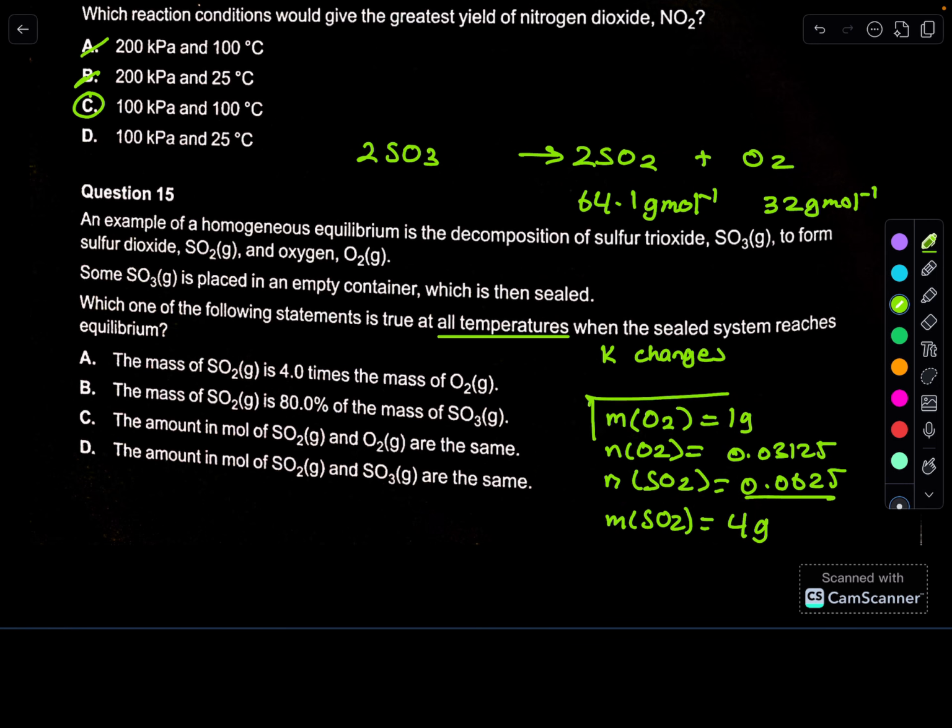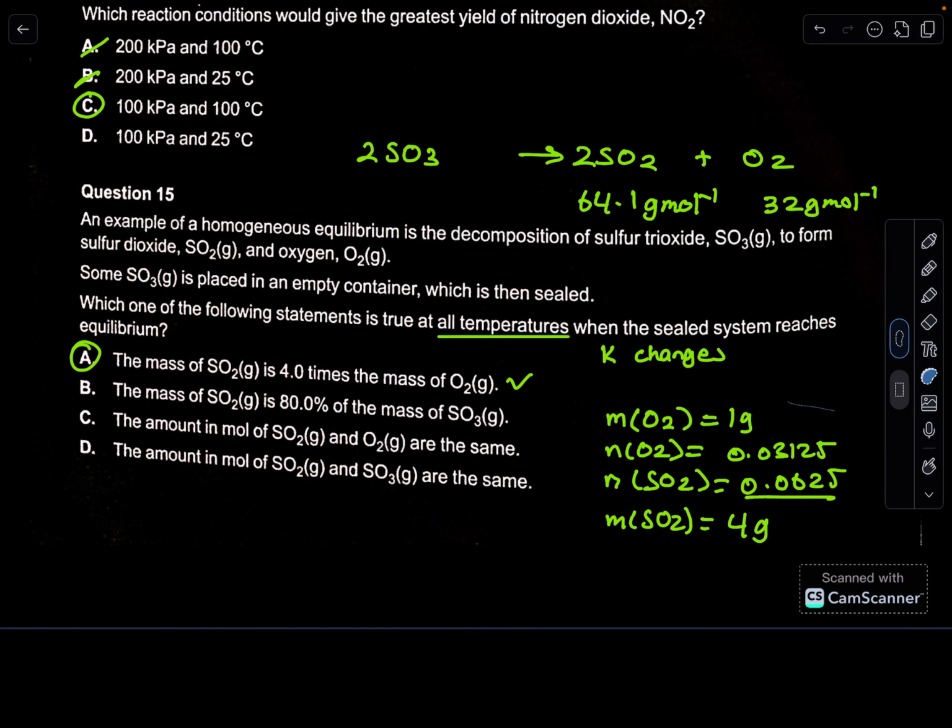Think about it. For using 1 gram of oxygen, we formed 4 grams of SO2, which is true. This statement holds to be true, and you can use it for any example. You can put 2 grams and it still holds true. Let's look at the next one. The mass of SO2 is 80% of the mass of SO3.